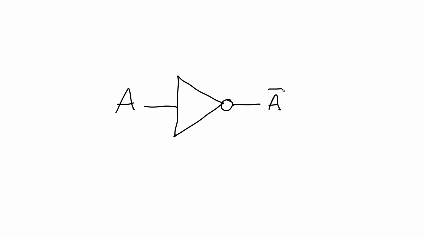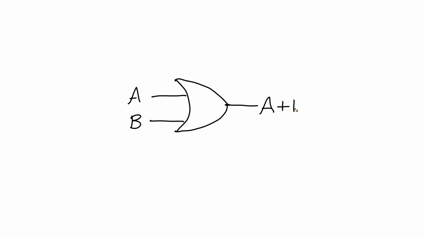Now I've shown this as a bar. There's a couple of other ways that we can represent inversion. We can represent it also as a prime if we like, or we can put a slash in front of the A. So all three of these represent a NOT gate.